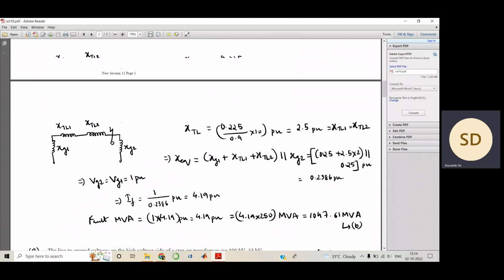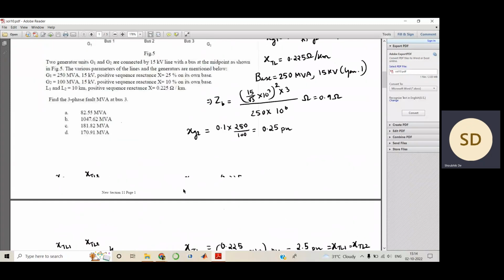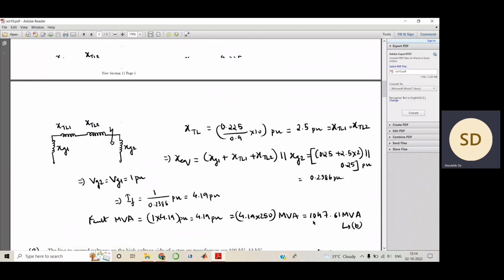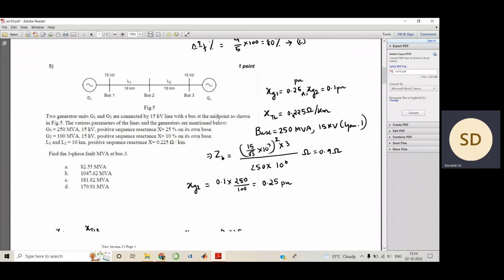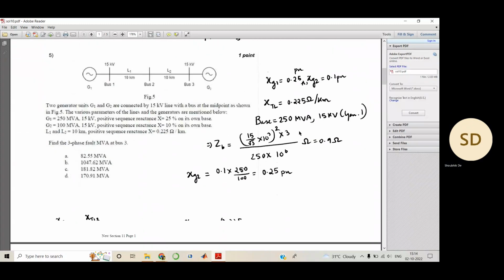And your fault MVA would be what? Base voltage and the fault current, right? So 4.19 per unit. Now we have to find it in MVA, since this is not in per unit. So our base MVA was, where is it?